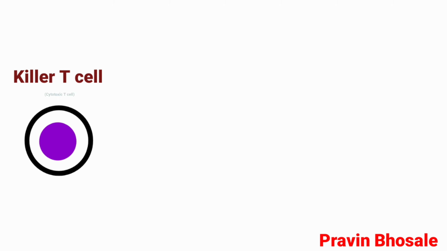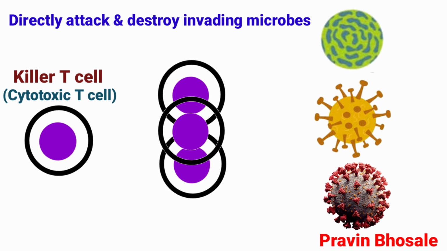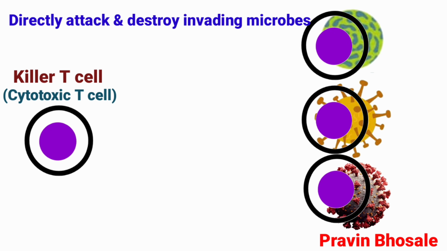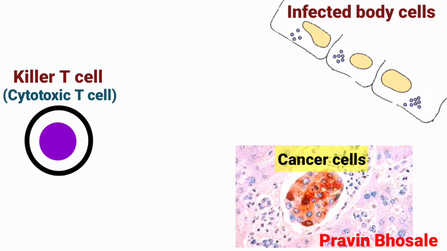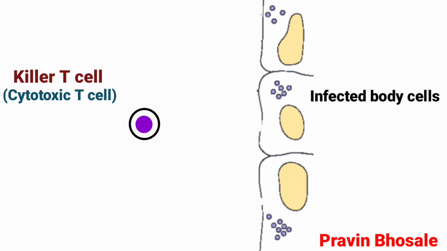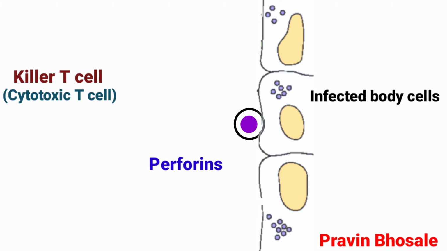Killer T cells or cytotoxic T cells. They directly attack and destroy invading microbes, infected body cells and cancer cells. Killer T cells bind to infected cells and secrete perforins. Then perforins form a hole in the infected cell. It also releases substances that kill the cell, hence the name cytotoxic T cell.